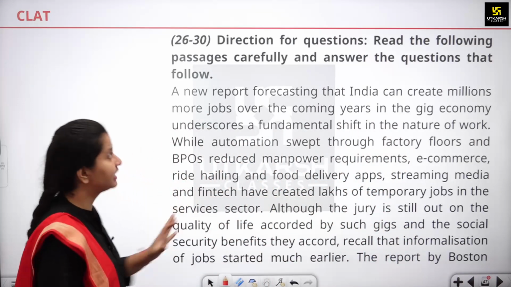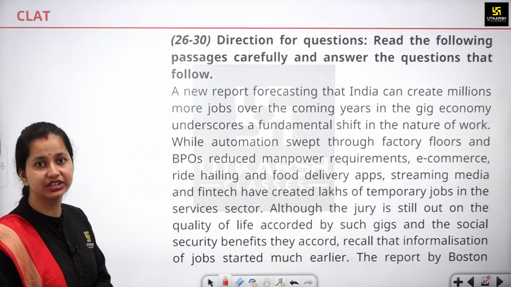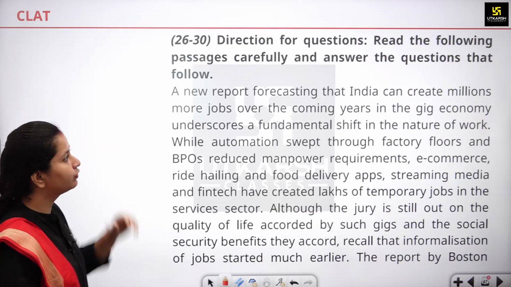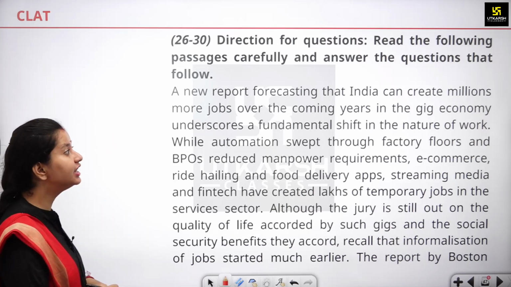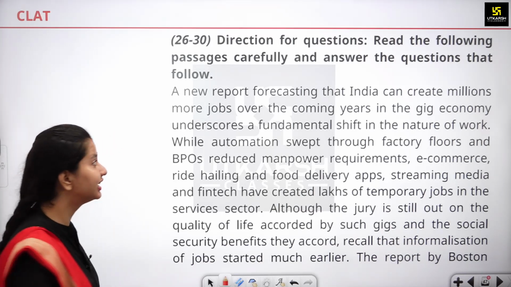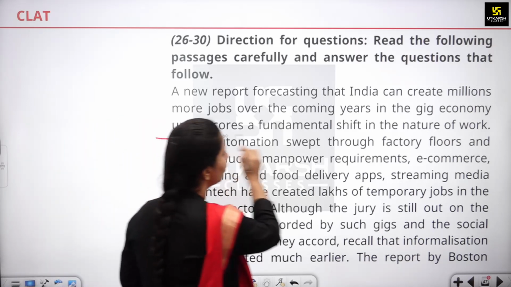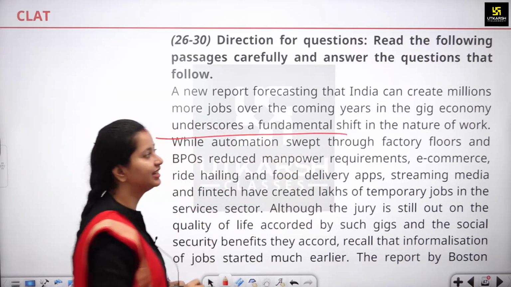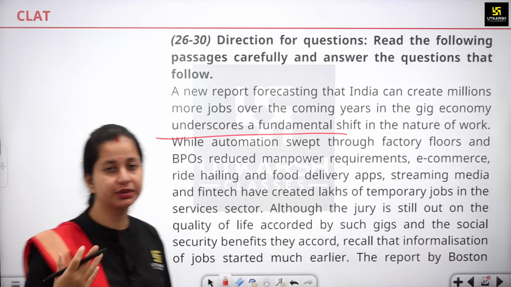Next, last passage. So just read what this passage says. A new report forecasting that India can create million more jobs in the coming years in the gig economy underscores a fundamental shift in the nature of work. Now what is basically gig economy?